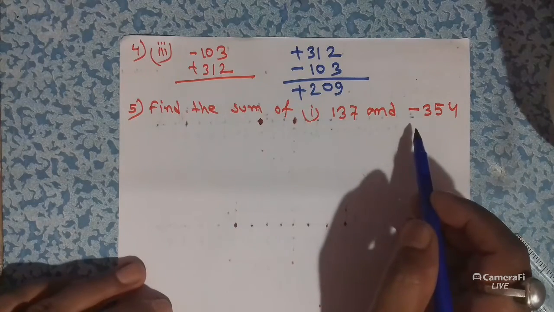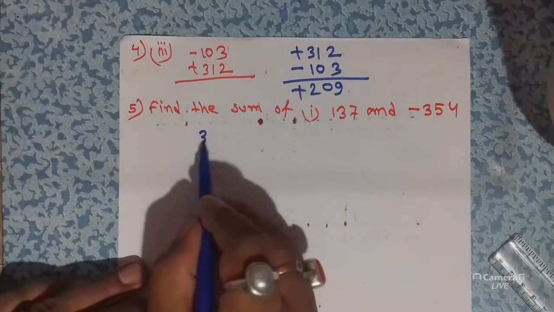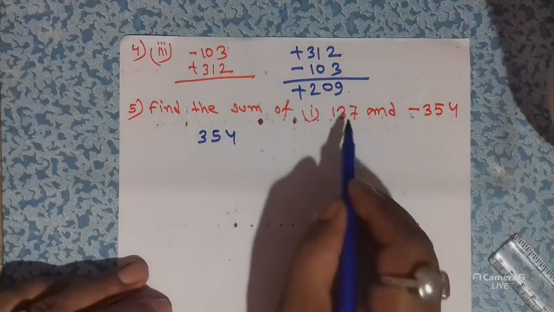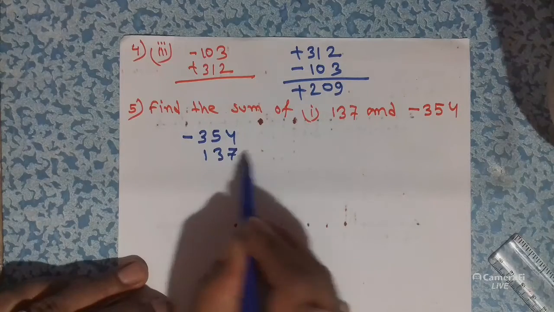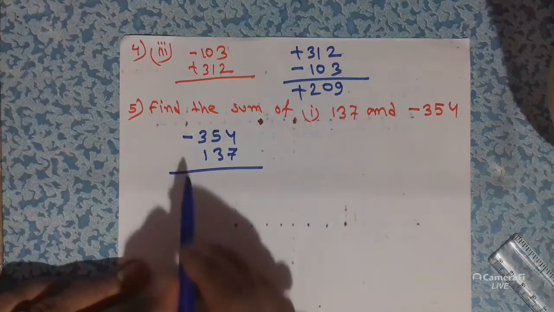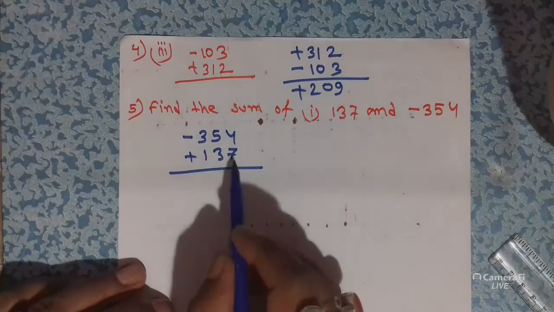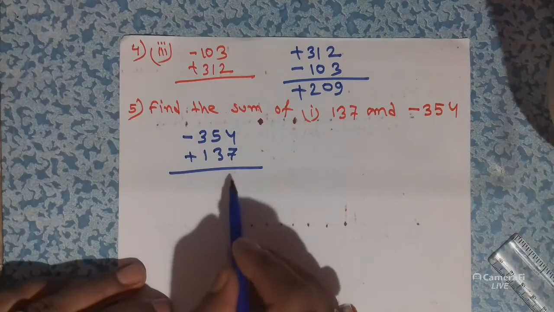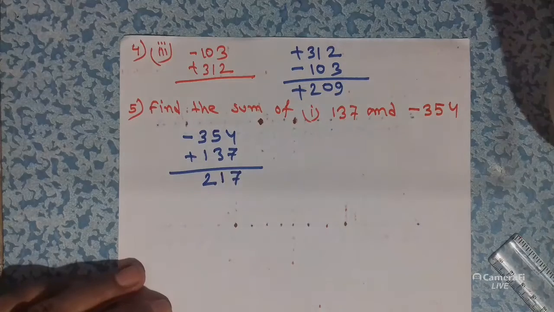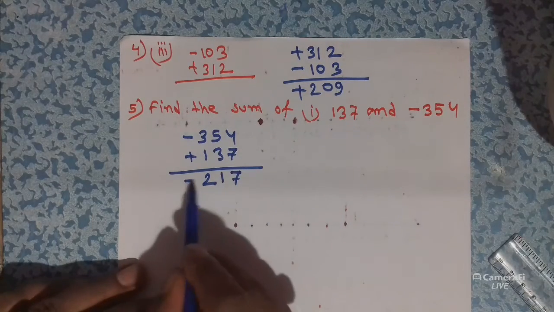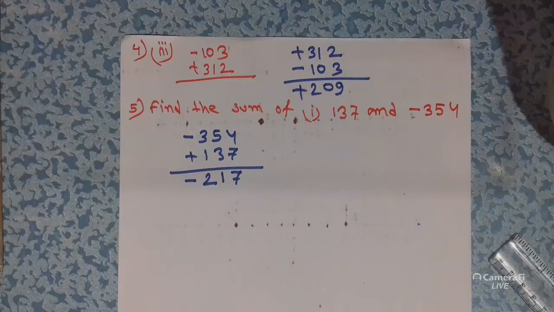So when we subtract these numbers, we have to first write minus 354 and then 137. So it is negative and it is positive. So we have to subtract. So subtract these numbers, and obviously it is negative because 354 is largest. So minus 217 is the answer.